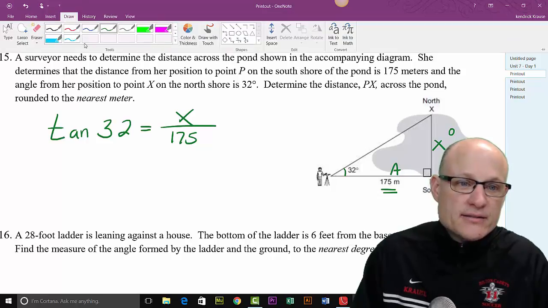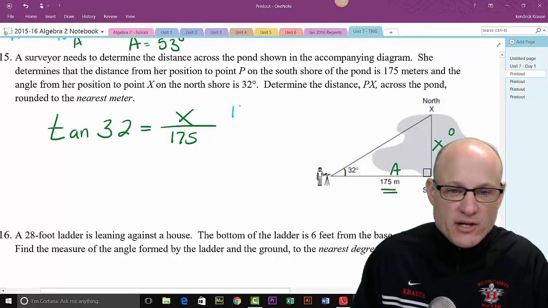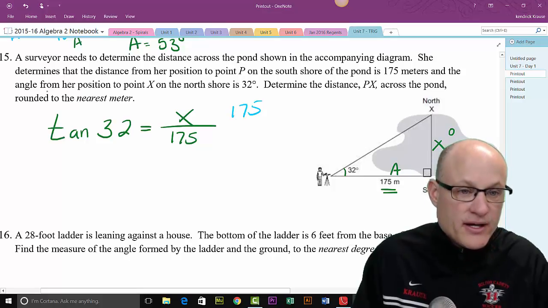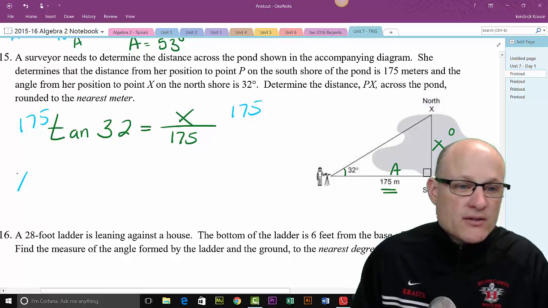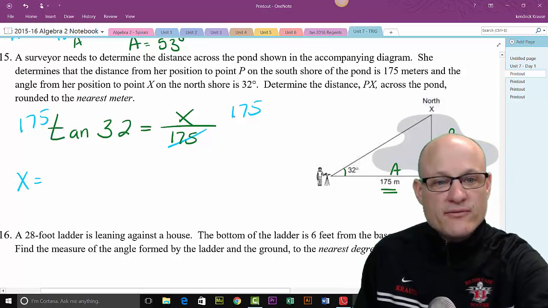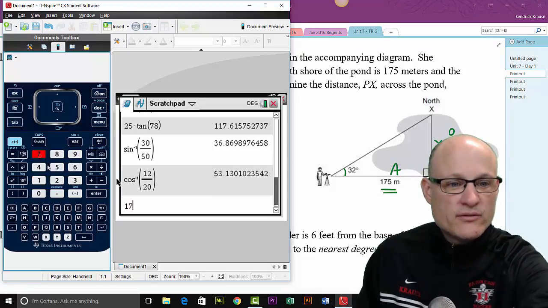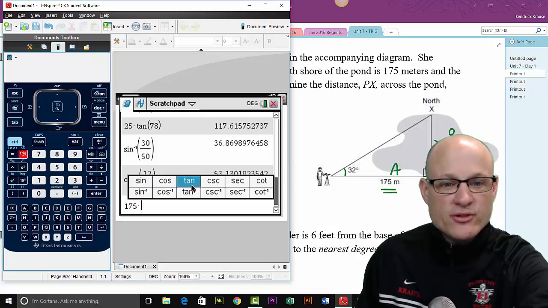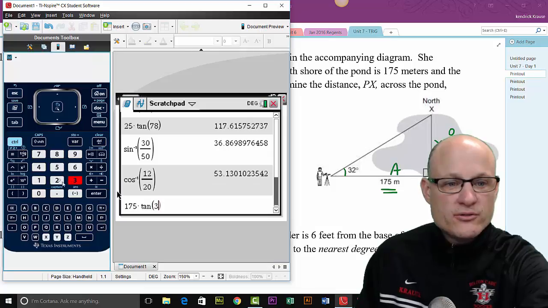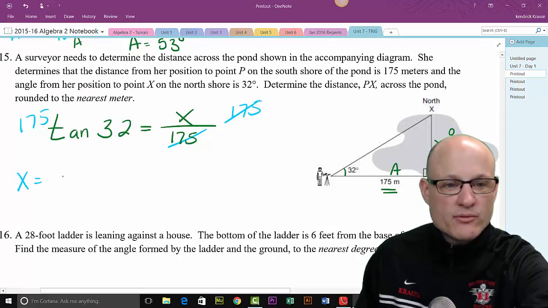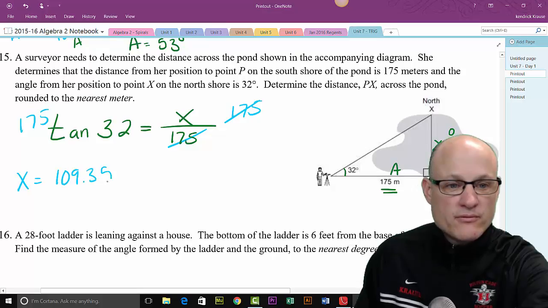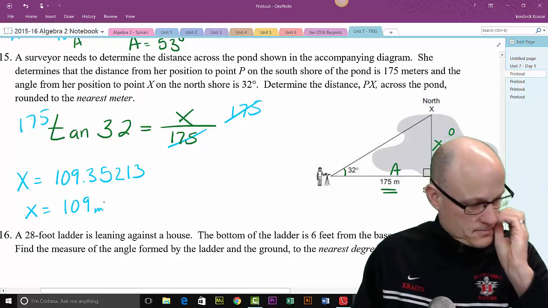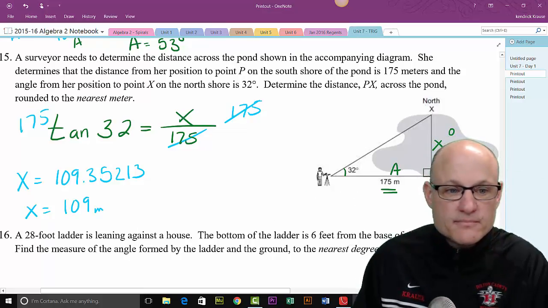In order to get the X by itself, I'm going to multiply both sides by 175. So X is equal to 175 tan 32, 175 times tangent of 32 degrees, 109.35. X is equal to, nearest meter, 109 meters. All right, two left, kids, I think.